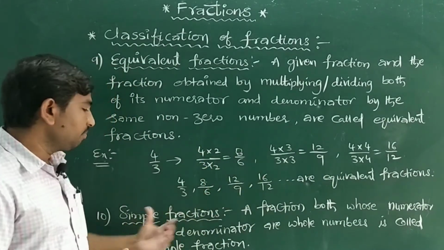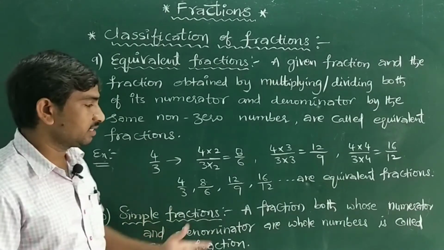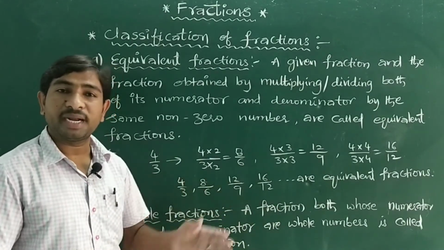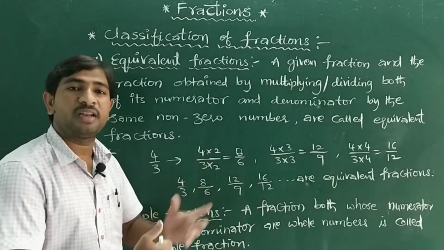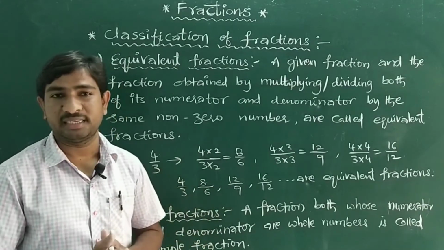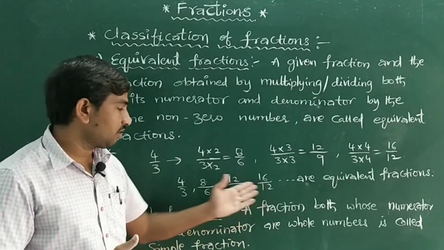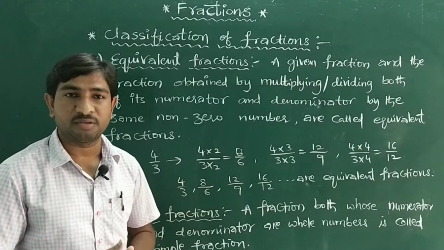Next, the tenth one is simple fractions. A fraction whose numerator and denominator are both whole numbers is called a simple fraction. No need to take an example, these are all simple fraction examples only.